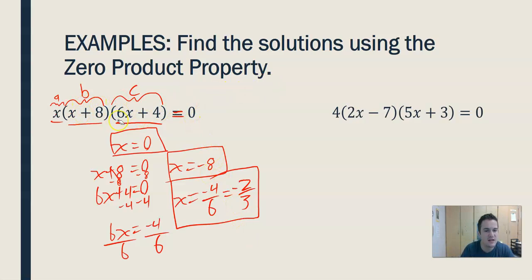But as long as one of these terms is equal to 0, and these values right here, putting in for x, will always make at least one of these terms equal to 0. So when I multiply them all together, I get 0 as my solution there. Okay, how about this one?